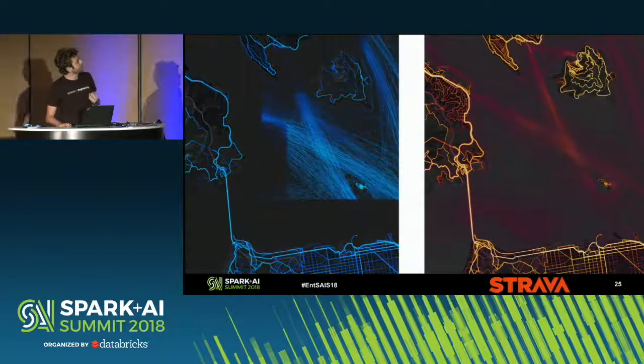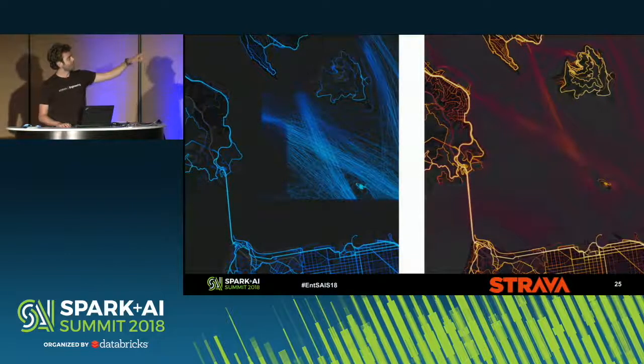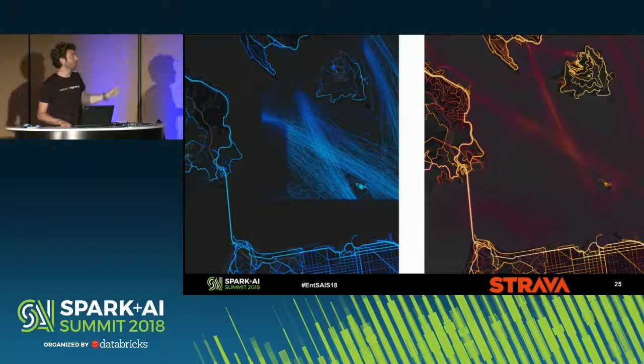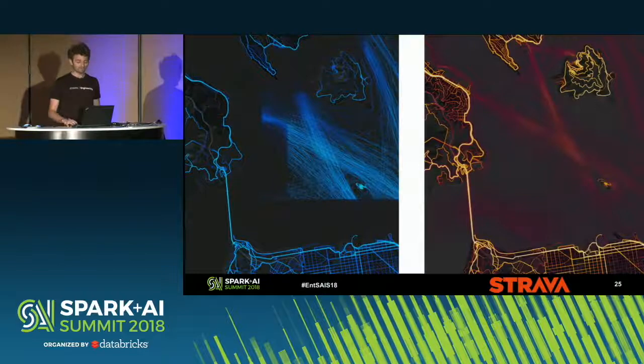And you can also see that in the upper left, a lot of the roads are visible on the right that weren't on the left because they were too close to this main corridor of cycling, and they just completely zeroed out the heat for any other road nearby.